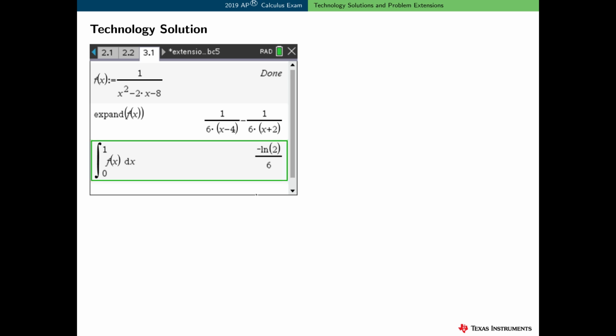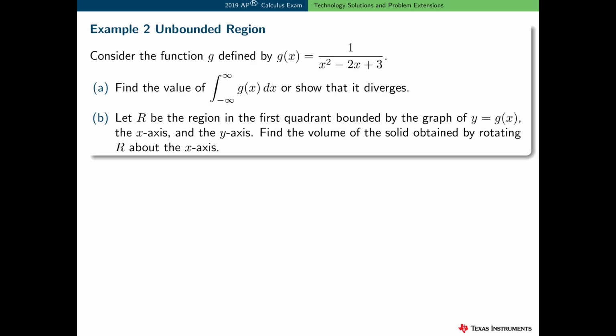Here, the TI-Nspire does all of the work in the background and finds the value of the definite integral. So here's the exact symbolic answer, and that's pretty amazing. Here's another example for you to try.